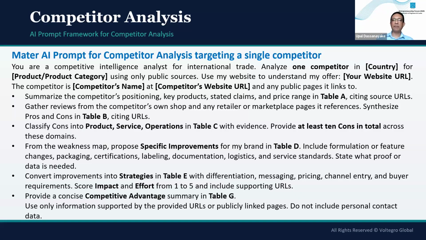Then suggest improvements based on the weaknesses. It could be changes to your product, packaging, certification, labeling, documentation, logistics, and then convert improvements into strategies. When you give this prompt and these details, you will see you get a very comprehensive report in tables.